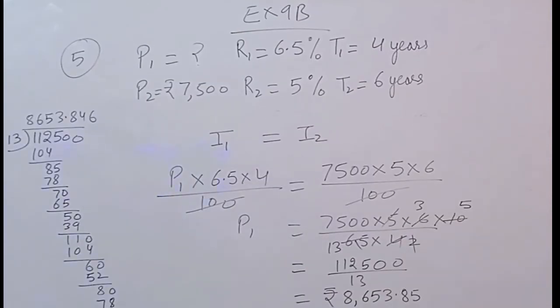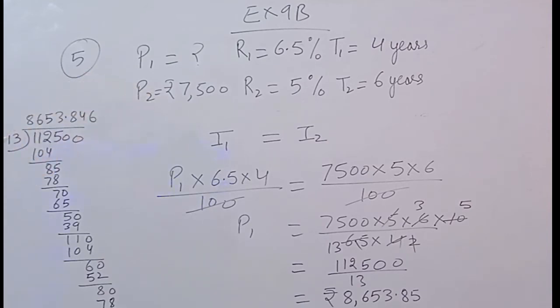Children, I am taking question number 5. The question is, what sum of money lent at 6.5% per annum will produce the same interest in 4 years as rupees 7,500 produced in 6 years at 5% per annum. So let P1, the principal, the sum, that is the question mark, we are taking this one, and R1 is given 6.5%, T1 is 4 years, P2 is given 7,500, R2 is given 5%, T2 is given 6 years.